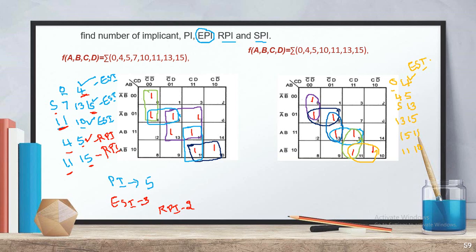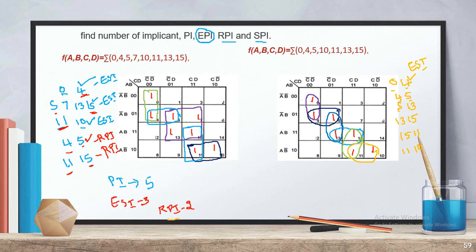Now go to 4 and 5. See, 4 is already present in one group and 5 is also present. But whether 5 is essential or not, we don't know. If both the cells are essential, then only we can call it an RPI, redundant prime implicant. Okay, let's leave that one and go for 5 and 13. 5 is in one group, 13 is in one group, but we don't know whether these two are essential or not. So leave it for the next one, 13 and 15. 13 is in one group and 15 is in another group, and we don't know whether these two groups are essential or not. So leave that one also.